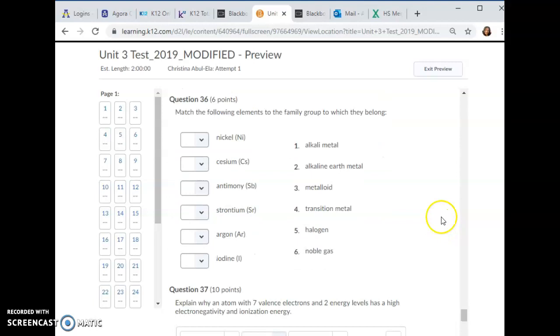Question 36. Match the following elements to the family group to which they belong. Nickel, cesium, antimony, strontium, argon, iodine. Alkali metal, alkaline earth metal, metalloid, transition metal, halogen, and noble gas.